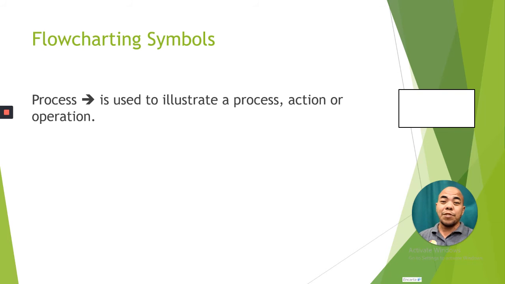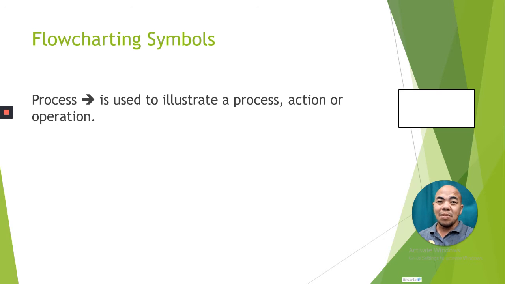Now, as I told you earlier, we're going to use symbols. And these are some of the symbols that we're going to use in flowcharting. The first one is the process. Process is used to illustrate a process, action, or operation. When we say process, it is a procedure or method that you want to implement. If you want something to be implemented, then use the process. If you want some formulas to compute, use the process.